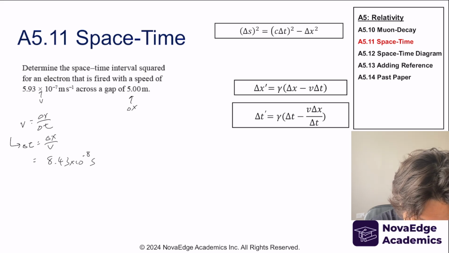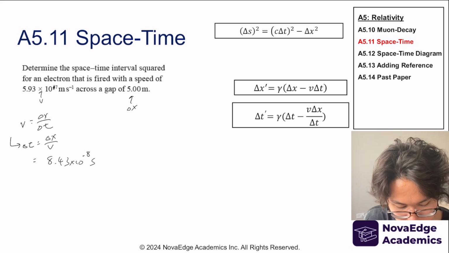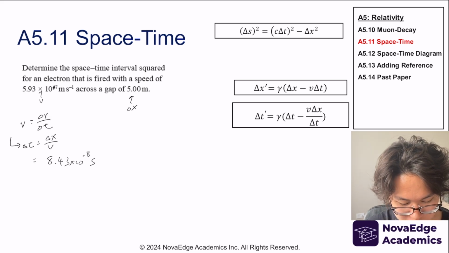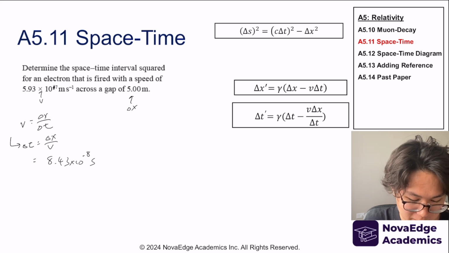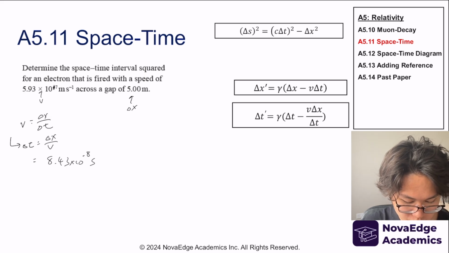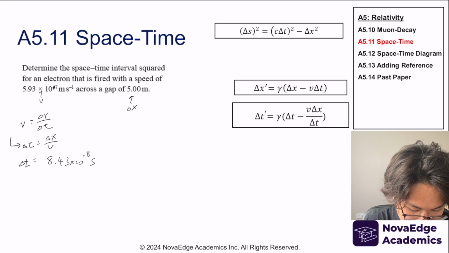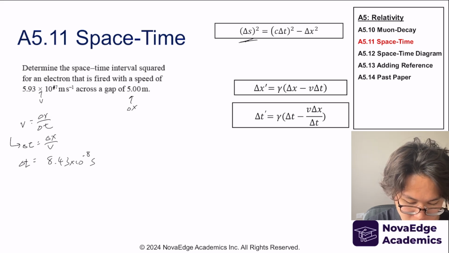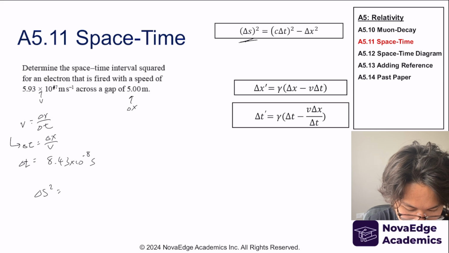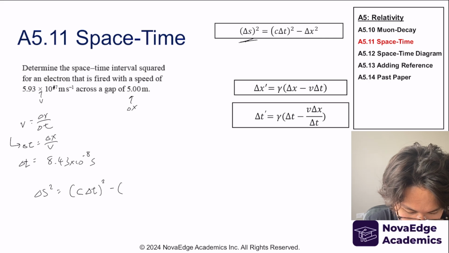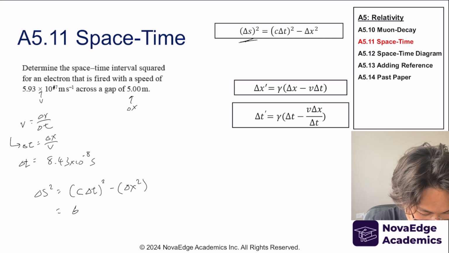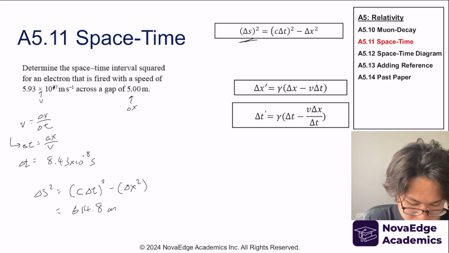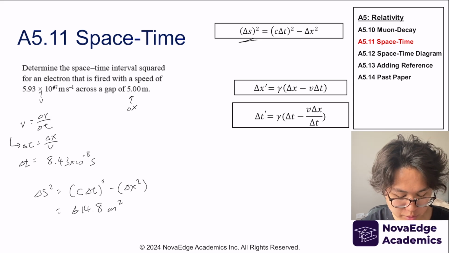By the way, I'm assuming that's a typo in the question. I'm assuming that's plus because a speed of 5.93 times 10 to the power of negative 7 is very slow. We're not even going to be considering relativistic aspects of it. So assume that to be true. And so we get that delta t is equal to that. So now we can compute delta s squared. Delta s squared is going to be equal to (c times delta t) squared minus delta x squared. And we get 614.8 meters squared, by the way. That's the unit. We're doing meters, so delta s squared is meters squared.